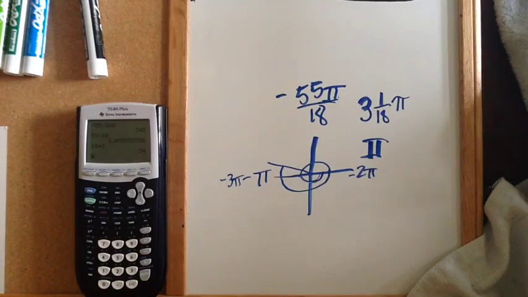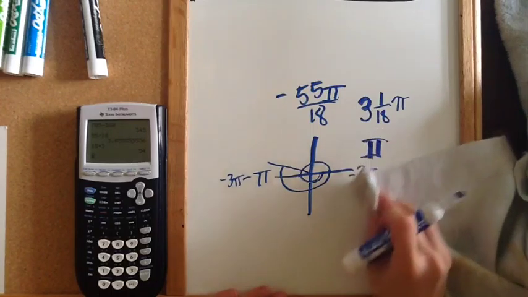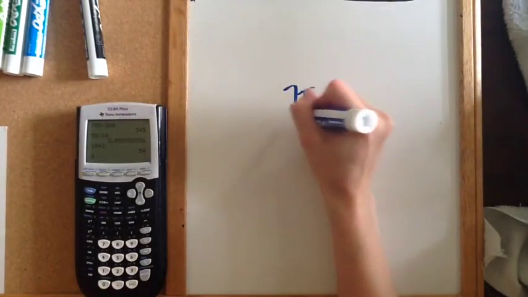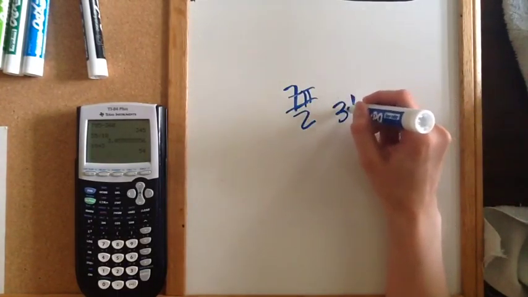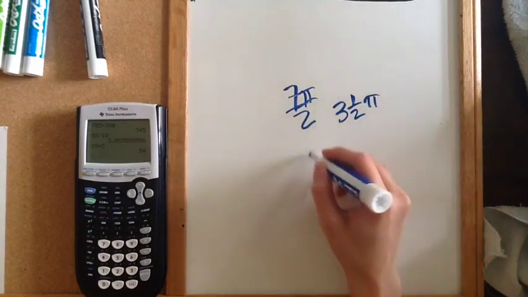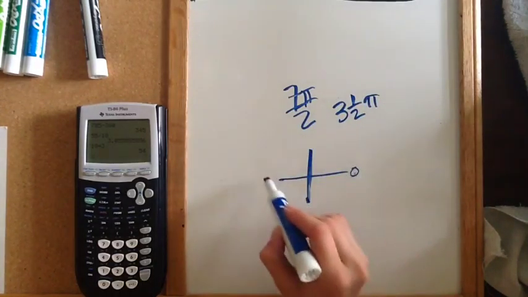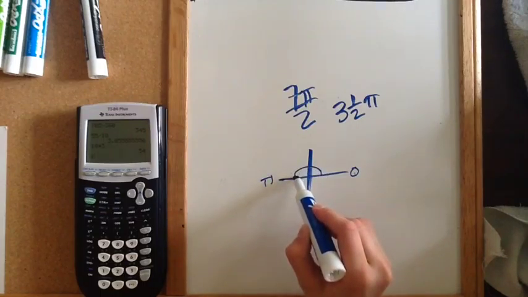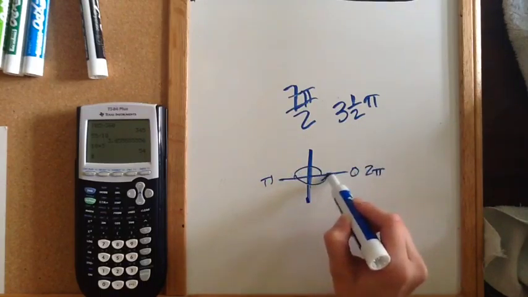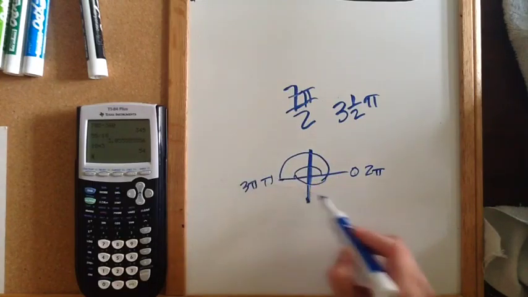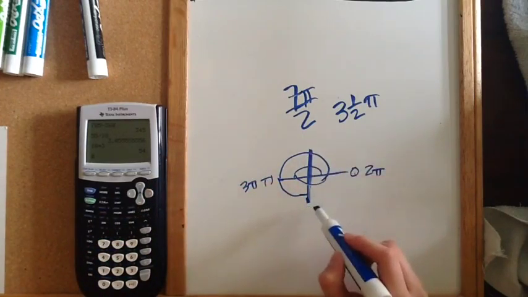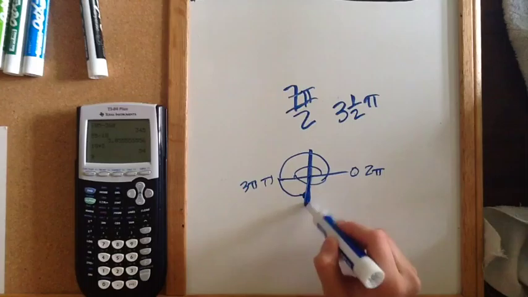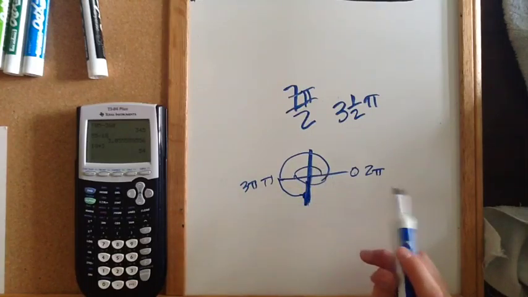Now, what if I give you something like 7 pi halves? So we start off and we think, how many times does 2 go into 7? Well, it goes in 3 times, and I have 1 left over, so I get 3 and 1/2 pi. This one's positive, so I'm going to start at 0. This is pi, so I'm going to go to 1 pi. This is 2 pi. This is 3 pi. And then I'm going to go half. Remember, your halves are straight up and straight down, so it's going to end right here on the axes. So your 7 pi halves is located there.